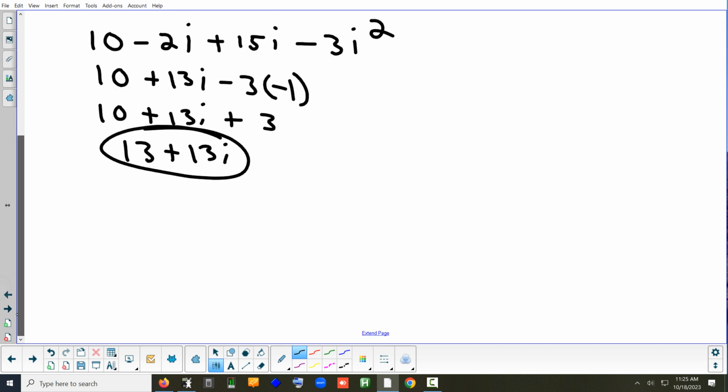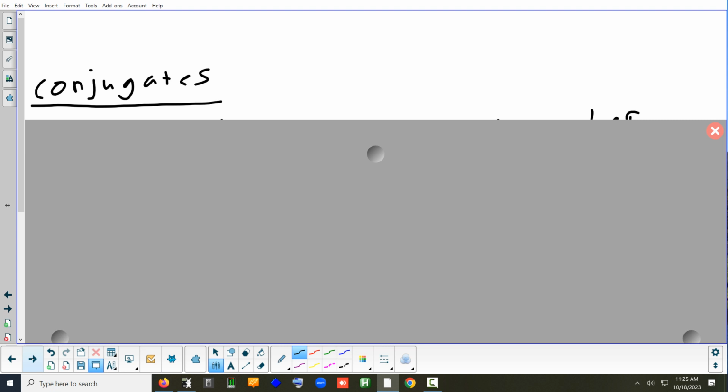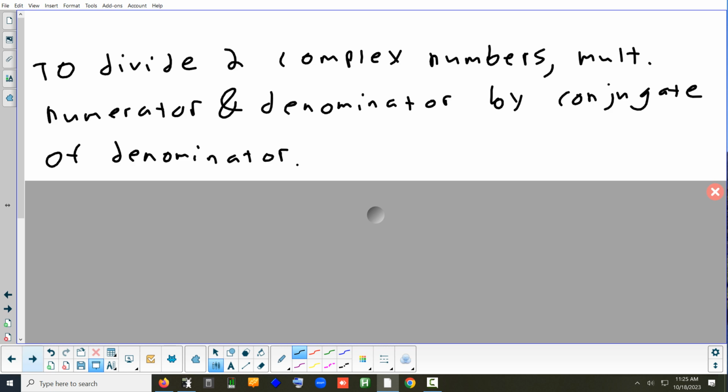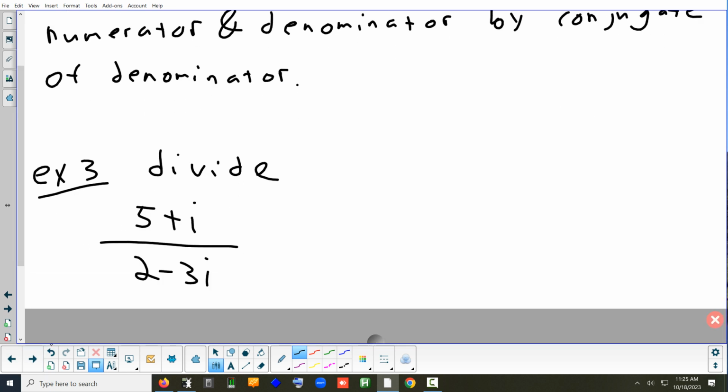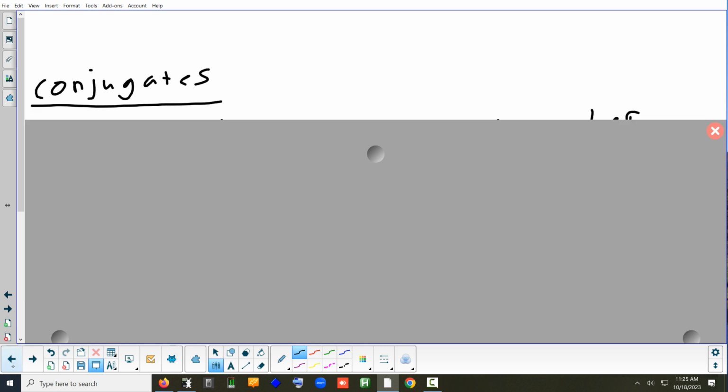All right. So, division. In order to do division, here's a problem. Okay, this is the one we're going to do in a minute. You can't leave i in the bottom. It's kind of like you can't leave a square root in the bottom. So we just need a way to get rid of this i in the bottom. That's how you do division. And to get rid of the i in the bottom, we're going to use a conjugate.